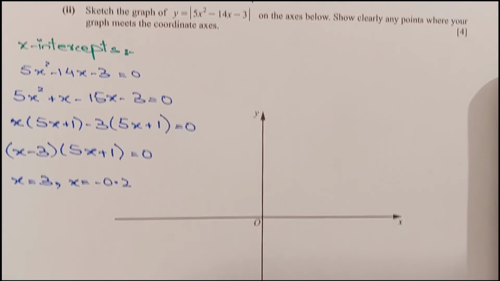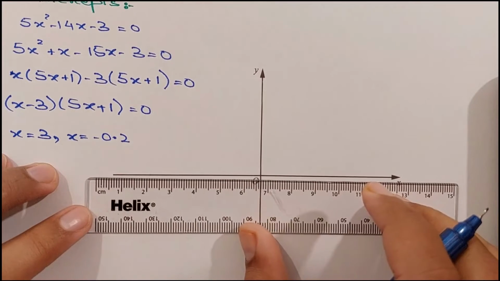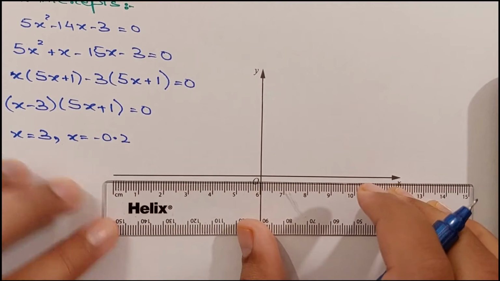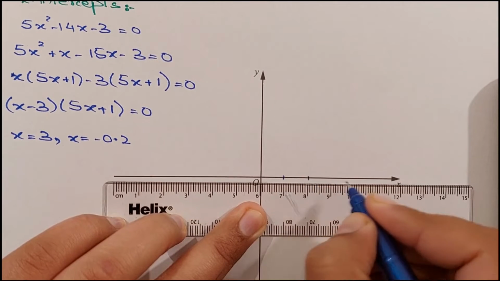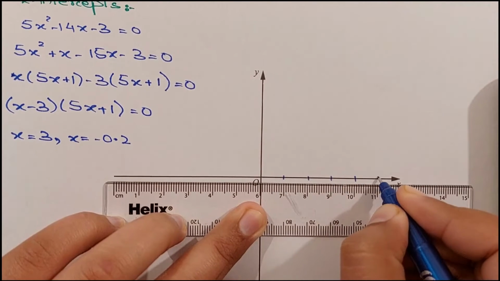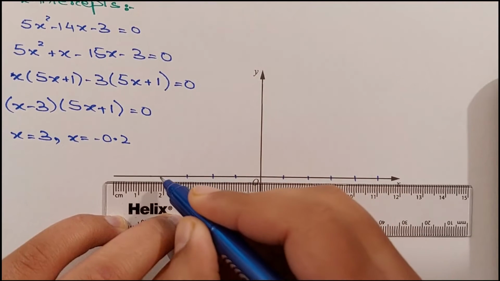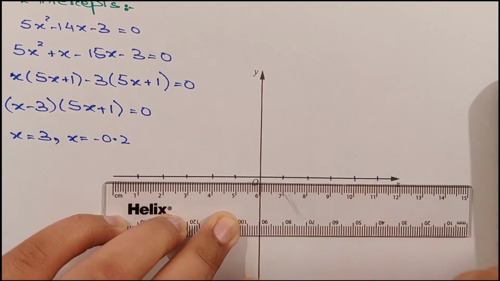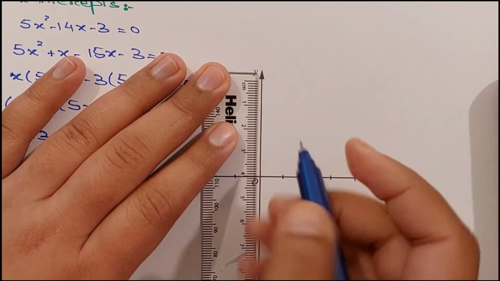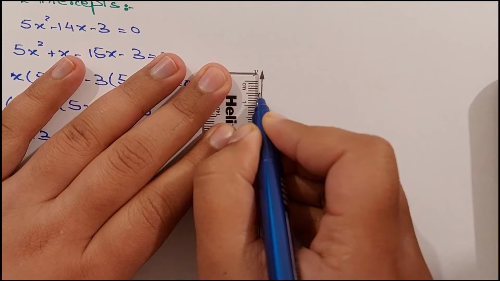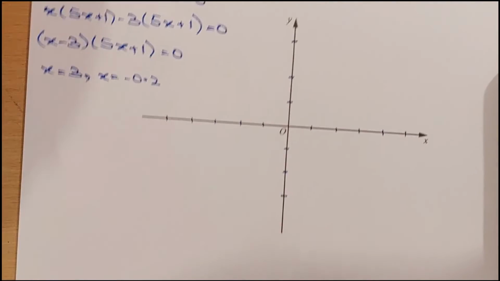Right. Let me plot the x-intercepts first. Okay, so we have 3. So 1, 2, 3, 4, 5, and negative 1, negative 2, negative 3, negative 4, and negative 5. And let me label the y as well. 1, 2, 3. Right. Now let me do the y-intercept.